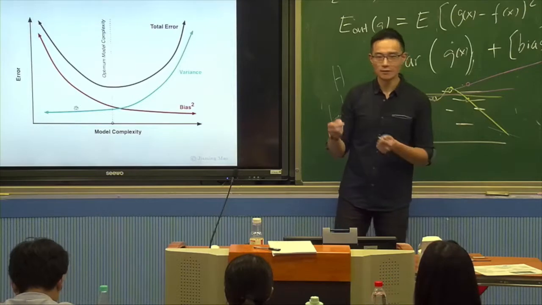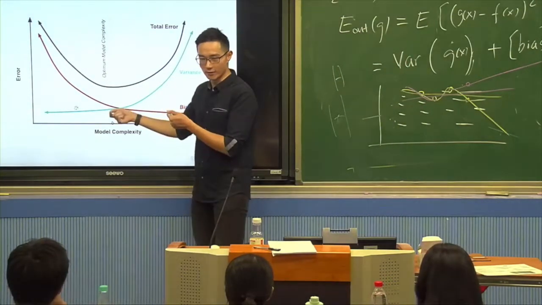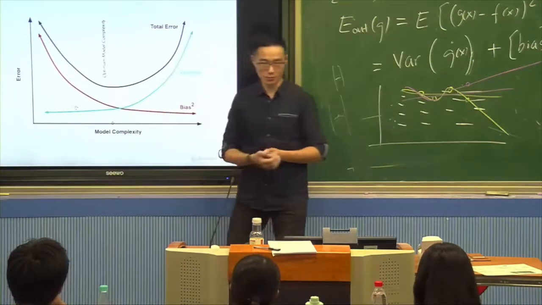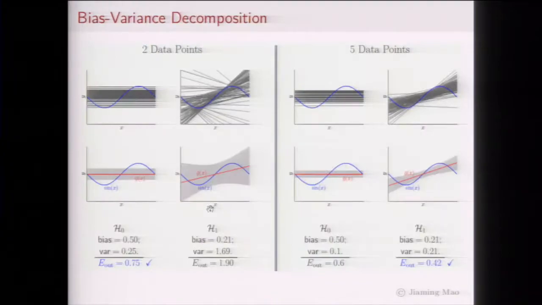Same thing, right? The idea is simple. You increase model complexity, you sacrifice one thing, you gain another thing. And in the middle, that's where we want to find. Okay? Now, let's take a look at an example.